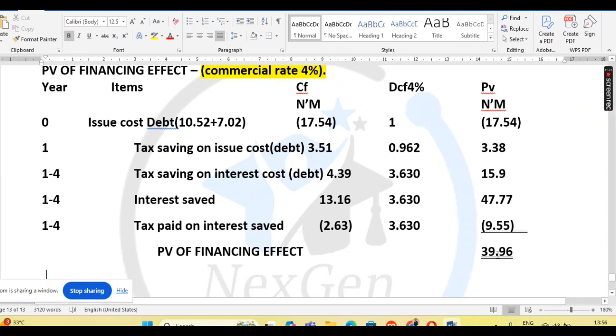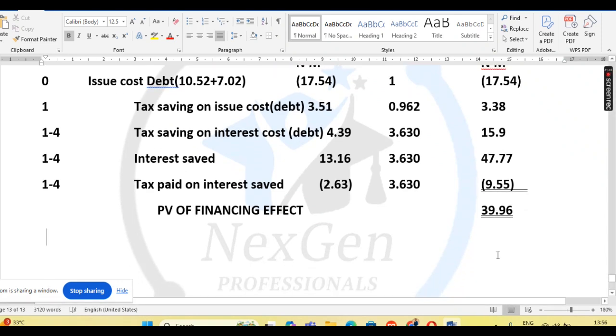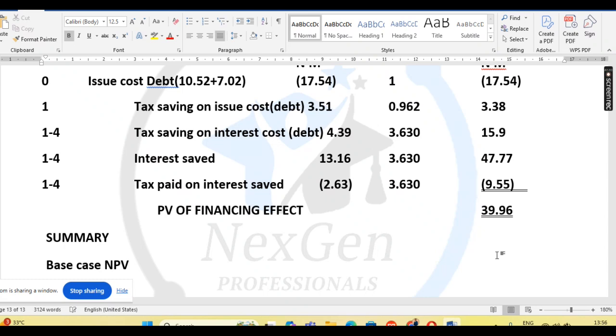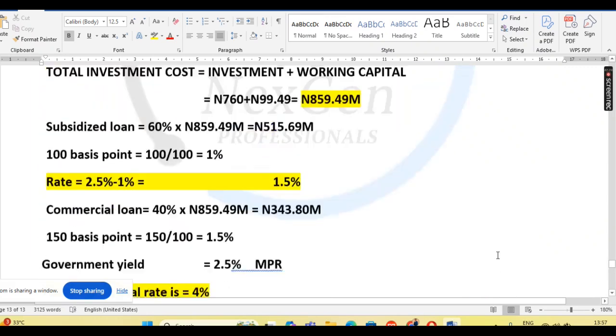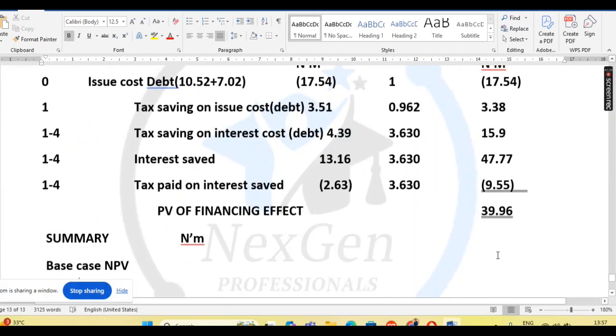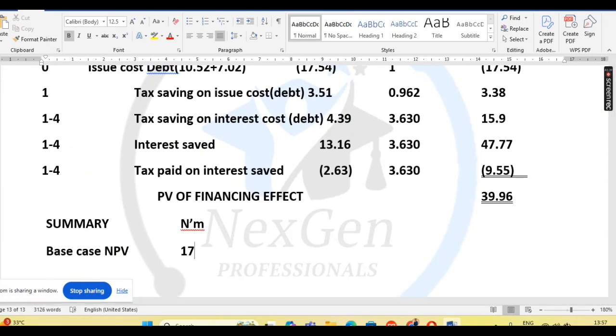Okay. Adjusted present value summary. Base case NPV. What is the base case NPV? Who has the base case NPV figure? 172.46.